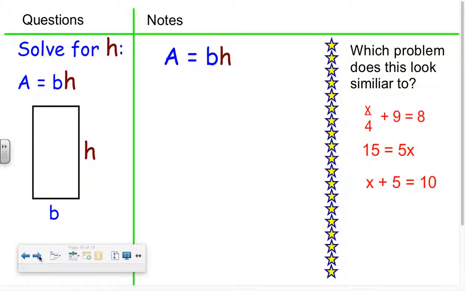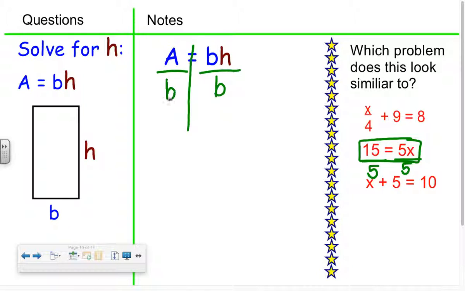Alright, so this time we're going to start by solving for h in the equation area equals base times height. This equation is very similar to this one right here because we're multiplying the 5 and the x. In our example, we're multiplying the b and the h. If I wanted to solve 15 equals 5x, I would have to divide both sides by 5 to get the variable alone. I want to get h alone, so that means I want to get rid of the b. So the way I get rid of the b is by doing the opposite of multiplying, which is dividing. And I'd be left with h equals a over b.